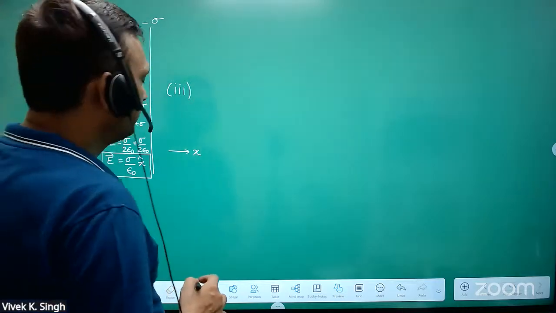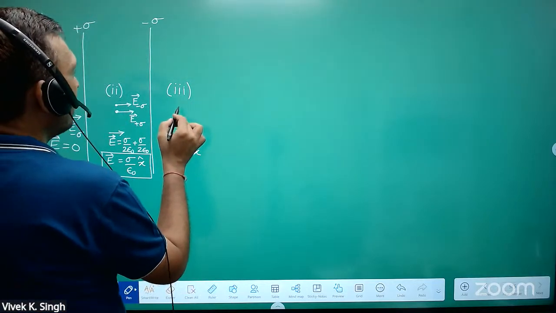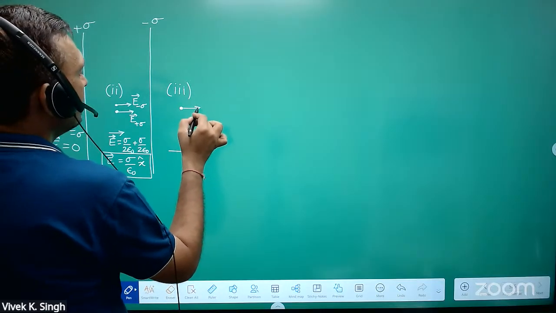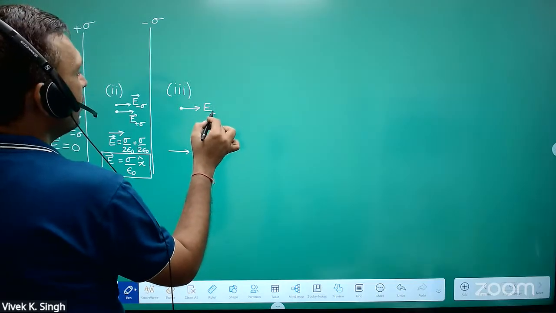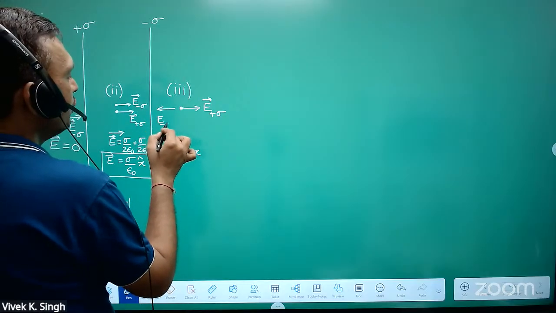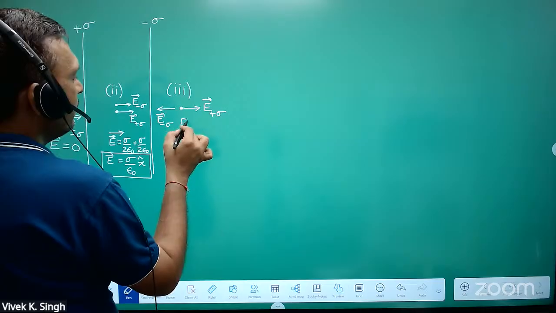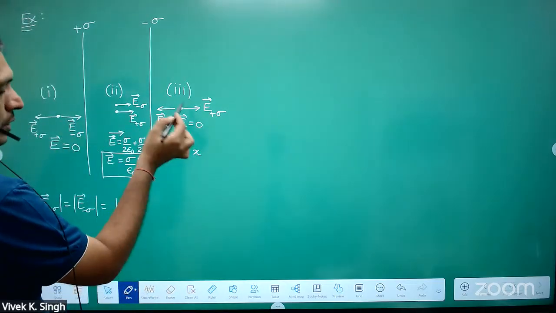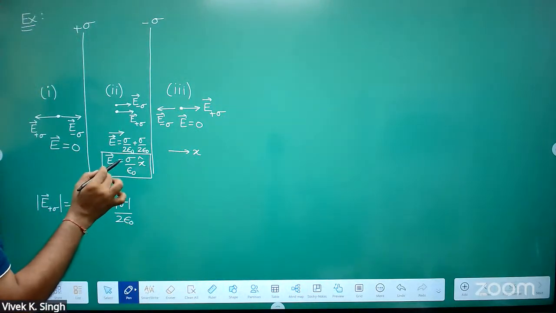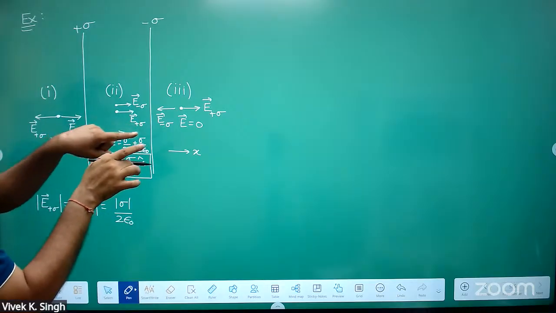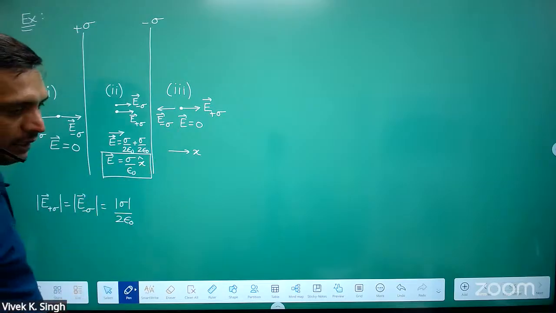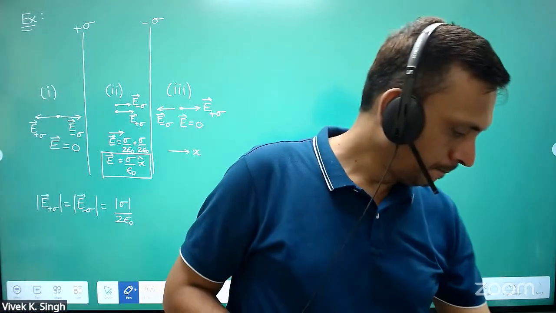Now region 3. Region 3 में क्या होगा? This will be away from plus sigma towards minus sigma. Magnitude will be the same. So the resultant will be 0. So in region 1 and 3, the electric field will be 0. But in region 2, the fields will add up because they are in the same direction. Sigma by 2 epsilon naught plus sigma by 2 epsilon naught, so that is sigma by epsilon naught, direction is x cap. Okay? Clear?